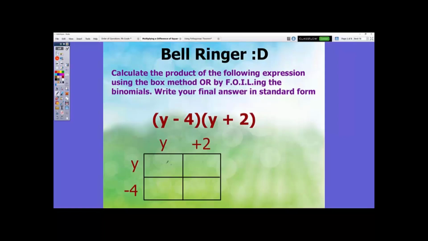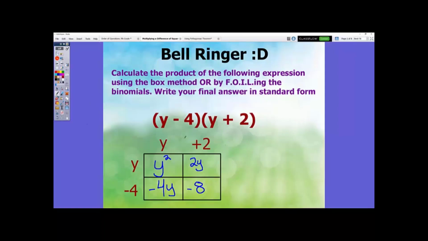the two variables. So the top left box. So y times y is y squared. We'll do the box beneath it. Negative 4 times y will be negative 4y. We'll then move to the top right box. So y times positive 2 is going to be positive 2y. And then our final box, negative 4 times positive 2 is going to be negative 8.